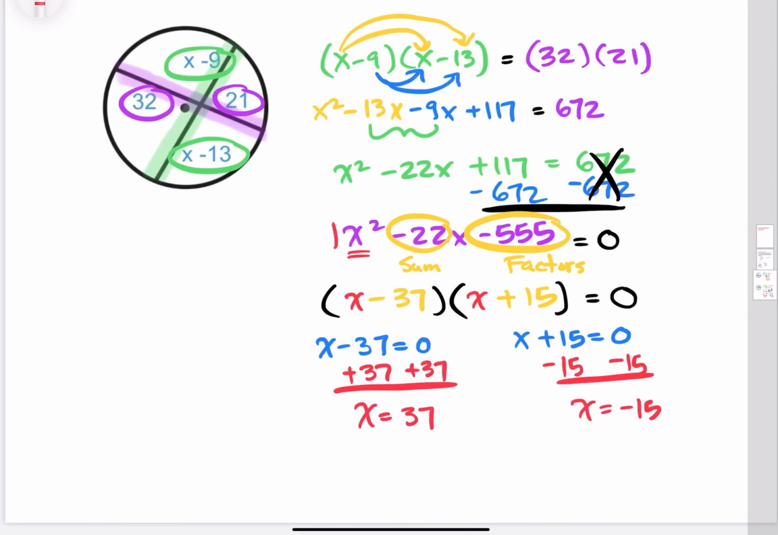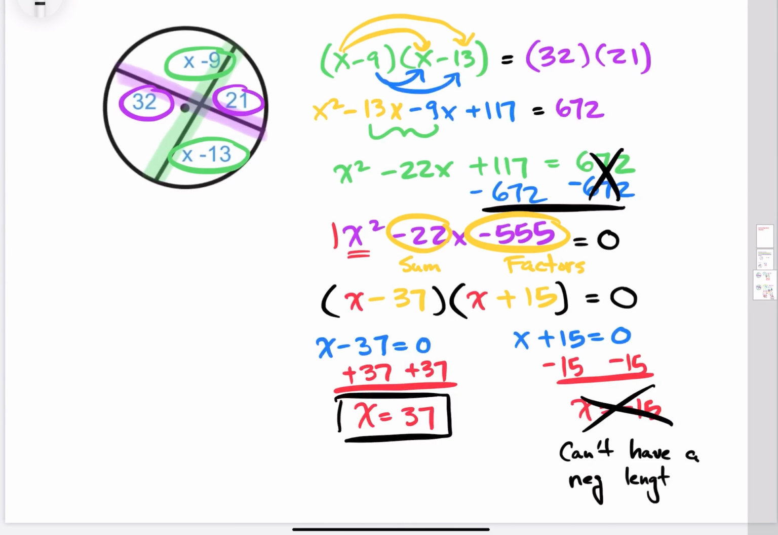Now, the thing is, we can only have one answer in this particular case. That answer is going to be x is equal to 37. It's not the negative 15. Why not? Because we can't have a negative length. So that's why we can't have negative 15 as our answer.